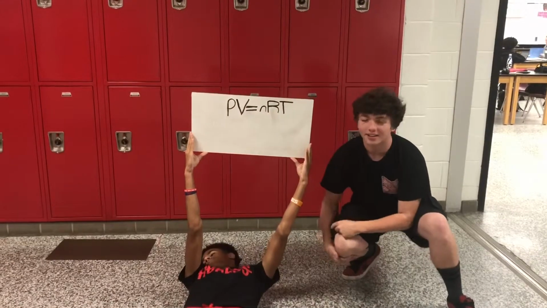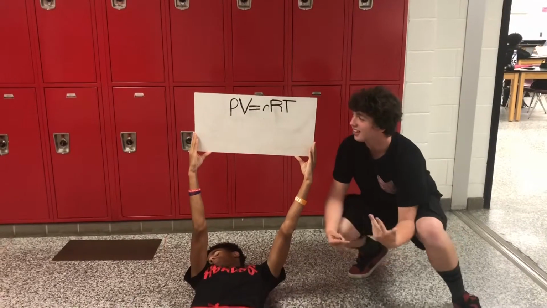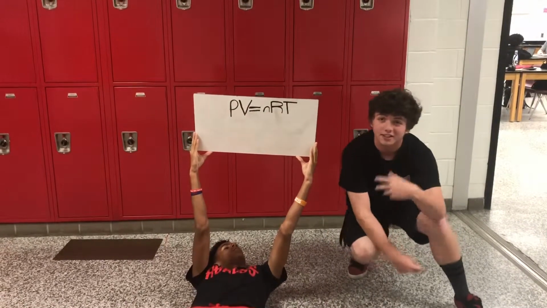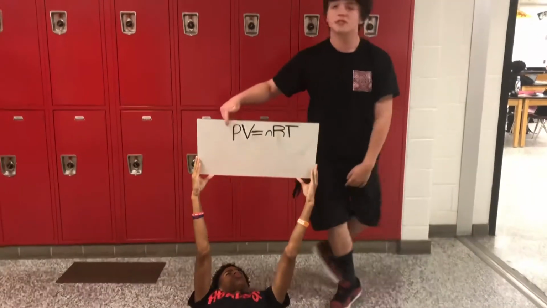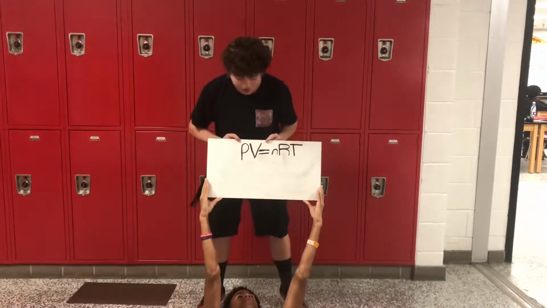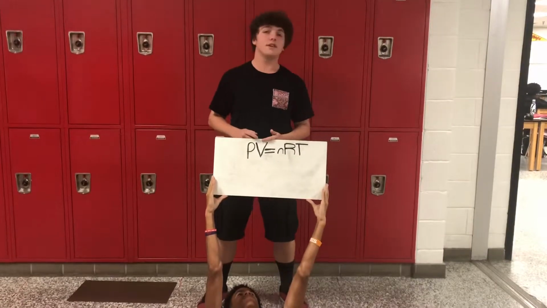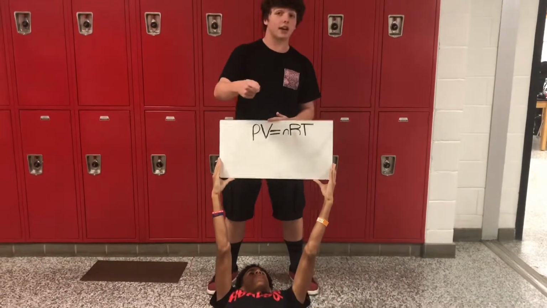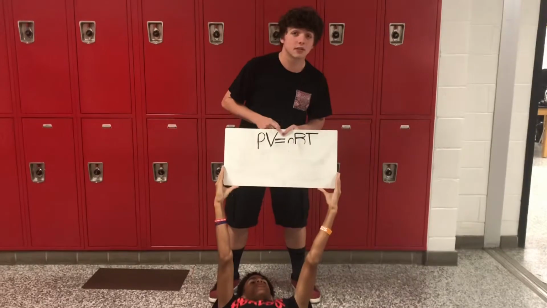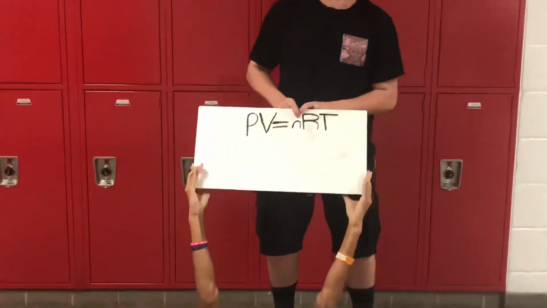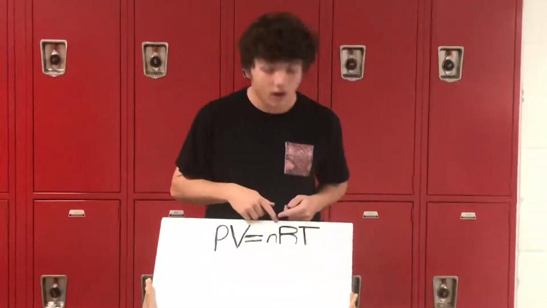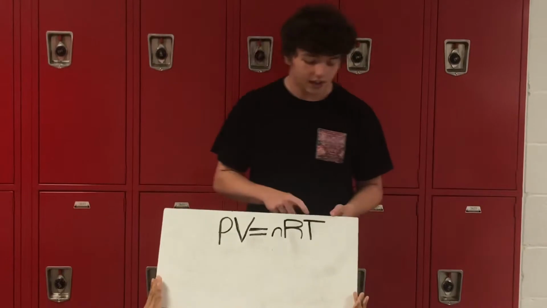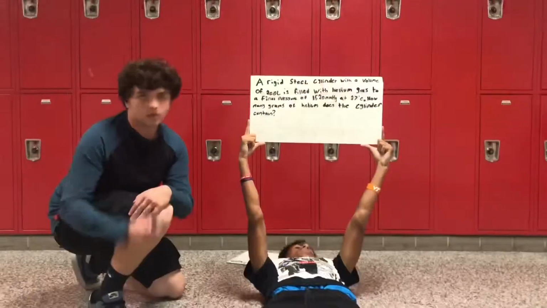So first law we got is the ideal gas law, and that's PV equals nRT, or as I like to say, inert. And so, of course, the P stands for pressure, V stands for volume of the gas, n is the number of moles, R is the gas constant. I don't really know what that is, but it's the gas constant. And T is the temperature of the gas.